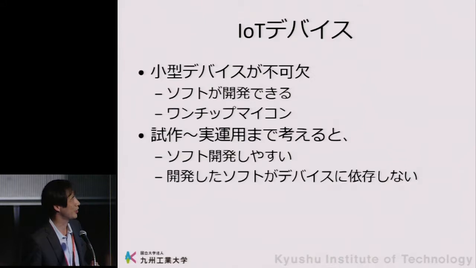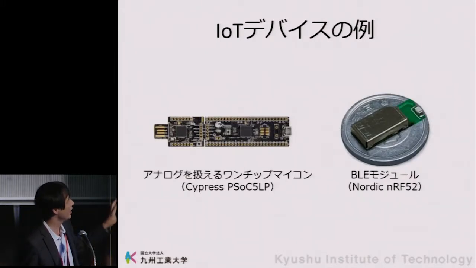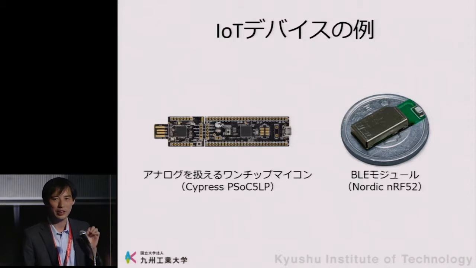As for making it smaller, I can show you how small it is. This is a USB connector, so you can see how small it is. This is a one-chip operation. The device on the right-hand side is the Bluetooth module, and the chip is inside this, smaller than a 1 yen coin. So we are now developing something very small like this.